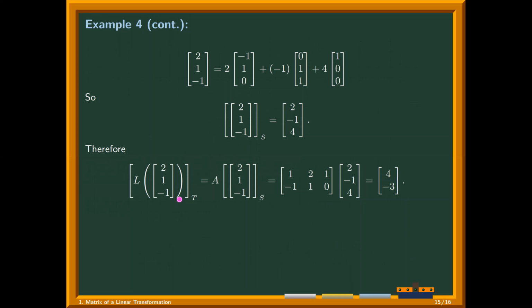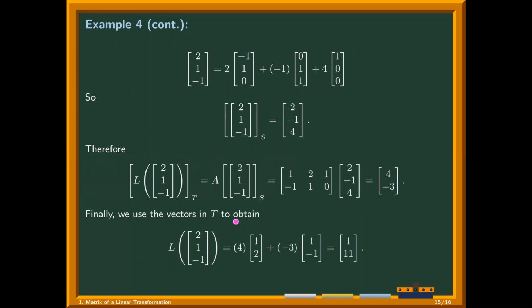So from here, we can determine the function value of L(2, 1, -1) using the vectors in T. The vectors in T are (1, 2) and (1, -1). So we just form the linear combination of (1, 2) and (1, -1) with scalars 4, -3. So this operation will give the 2-vector with entries 1, 11. So this is the function value of (2, 1, -1) under L.